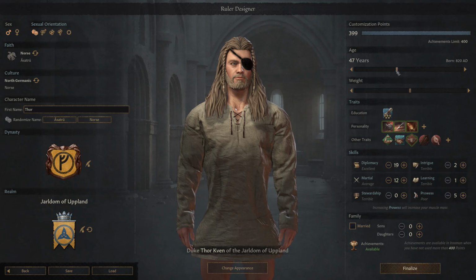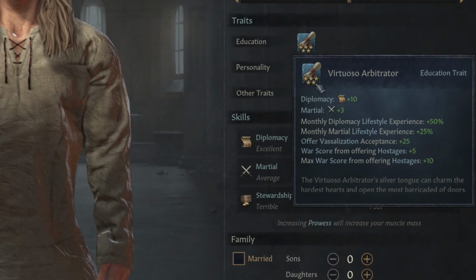Thor is 47 to get perks and to be an adult to vassalize others. The level 5 diplomacy's vassalization bonus will be crucial.